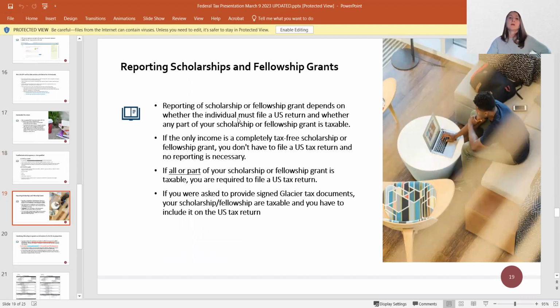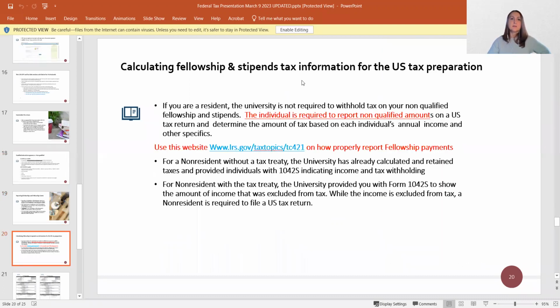Also, it's very helpful. I think it's this link. I provided you with a link from the IRS website that gives you all the details on how to report your fellowship and scholarship if you became a resident.